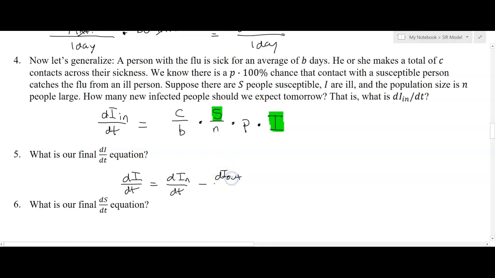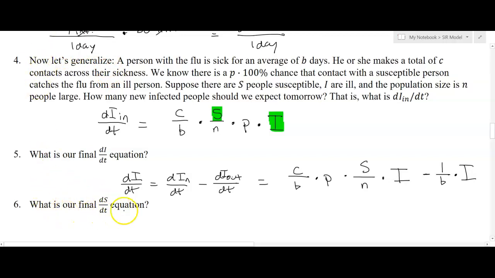dI in/dt we just established as this, so C over B, I'm going to write this times P times S over N times I. And then minus dI out/dt, well, we assumed that that was like 1/5 of the population, but in general it was 1 over however many days the person has it for, times the number of infected. And so there is our dI/dt. Now that looks really messy, but keep in mind that that is the hardest piece of this puzzle.